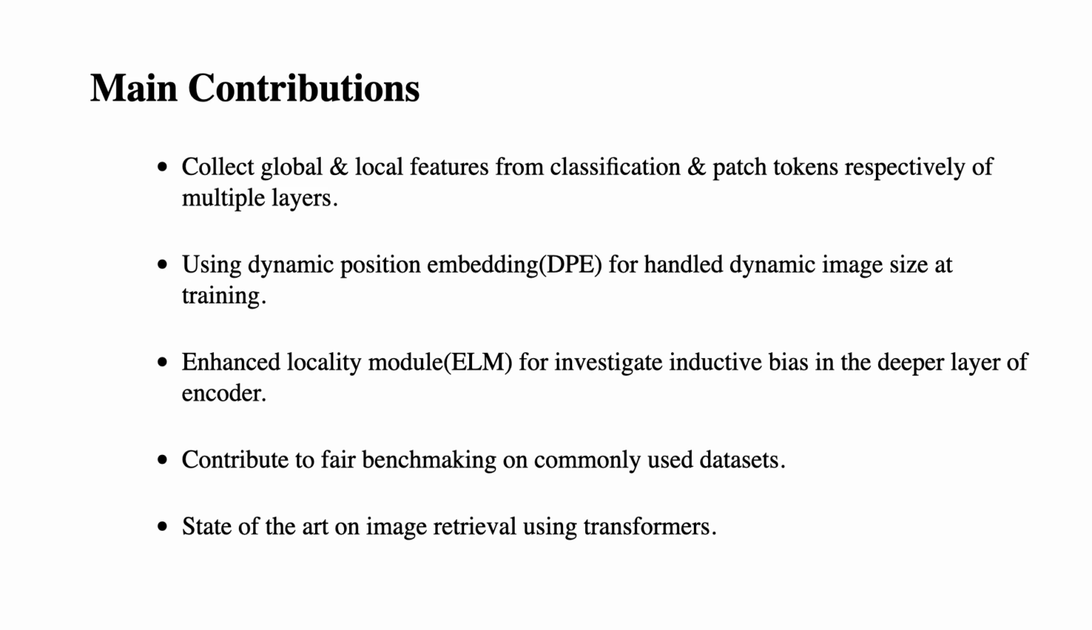Our contributions. First, we collect global and local features from the classification and patch tokens respectively of multiple layers. Second, we handle dynamic image size at training. It is called dynamic position embedding. Third, we enhance locality of interactions in the last layers by means of lightweight, multi-scale convolution. Fourth, we contribute to fair benchmarking by grouping results by training set and training models on all commonly used training sets in the literature. Fifth, we achieve state-of-the-art performance on image retrieval using transformers for the first time.